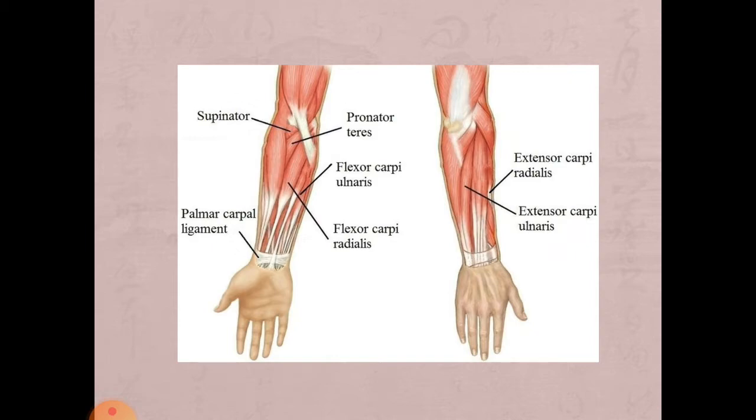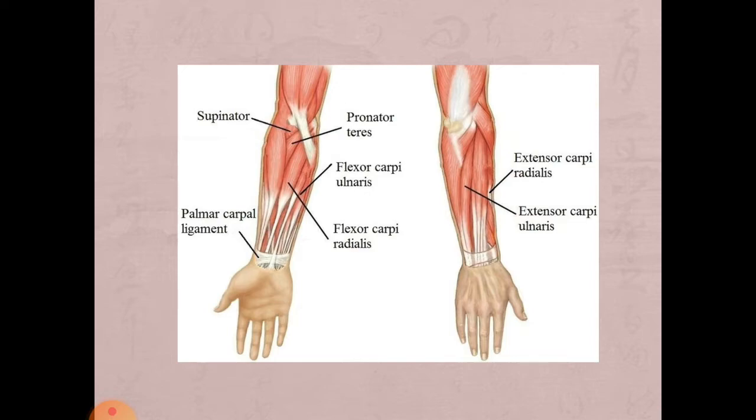radialis muscle. So for the adduction, meaning you are moving your hand towards the body, the muscles that are involved are the flexor carpi radialis muscle and the extensor carpi radialis muscle. So both the flexor and the extensor of the radialis are responsible for the adduction at the wrist joint.